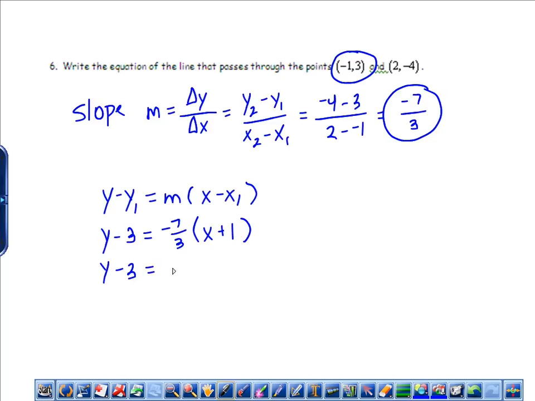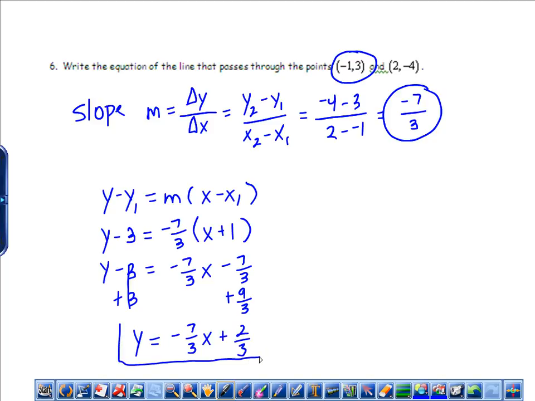And you should be able to do this without a calculator. It's just basic fraction work, distributing that negative 7/3. And now when I add 3, I'm actually going to write it as 9/3 over here just to make life a little bit easier on myself. And I have y equals negative 7/3 x plus 2/3, and that is my answer.